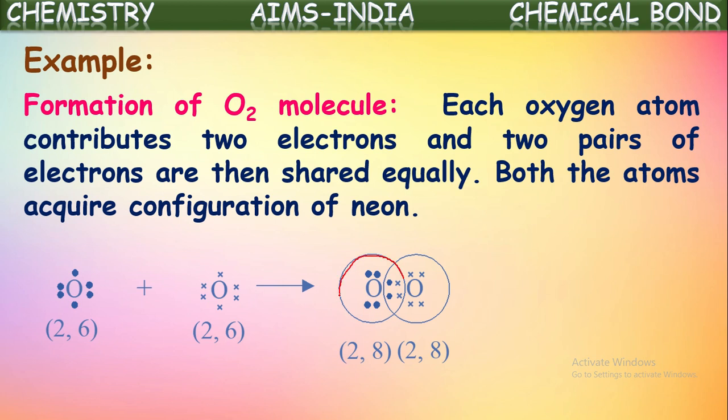See here, this oxygen atom after sharing gets 8 electrons in its valence shell. At the same time, this oxygen is also getting 8 electrons in its valence shell by sharing of two pairs of electrons. Hence the bond formed between these two is called a multiple covalent bond or double bond. This also can be represented like this: O double bond O. Okay.